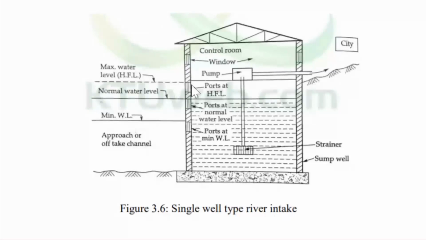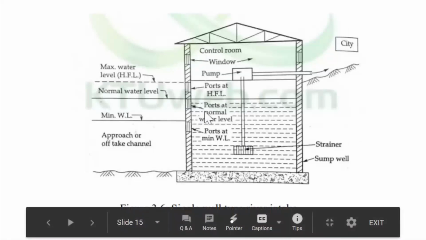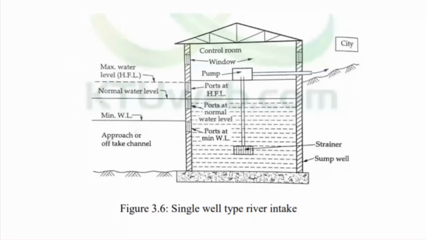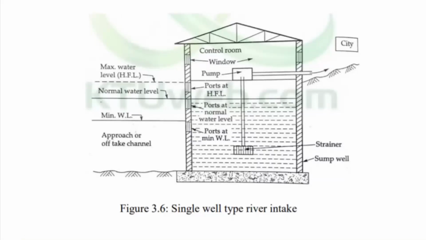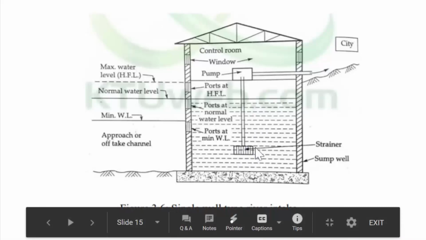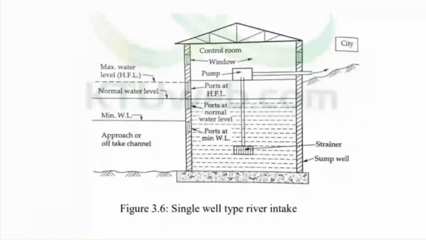And a control room is provided to operate these gates to enter water into the jack well. And from the jack well itself, the water is directly pumped into the water treatment plant. In the openings or ports, the bar screens are provided, and the entry of the water is limited by controlling these ports. And in the jack well itself, during the pumping, a strainer is also provided for restricting the entry of debris or silt into the water pumps, and which is transported to the water treatment plant. This is a single well type river intake.